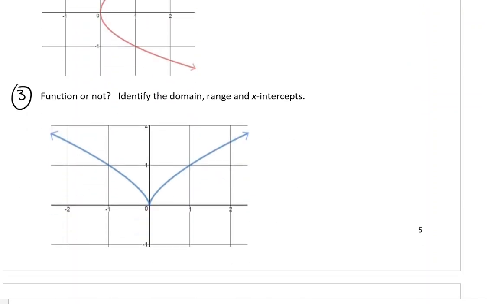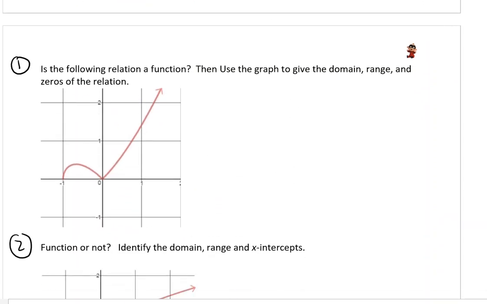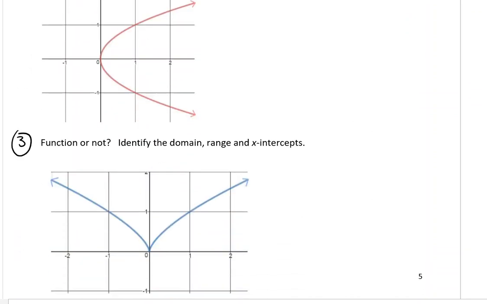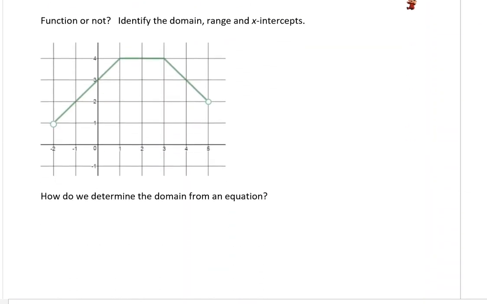All right. Well, we'll take a look at those together on Thursday. I'm going to upload those onto Schoology. All right.